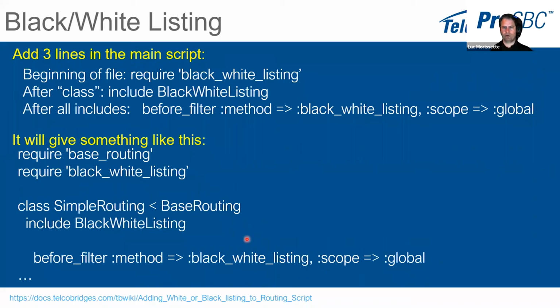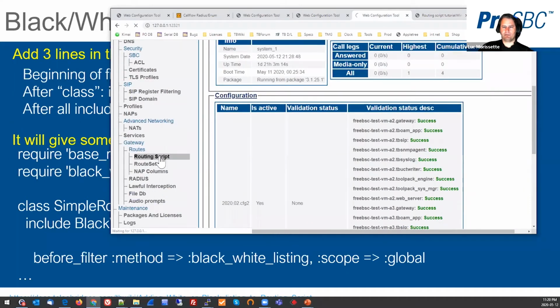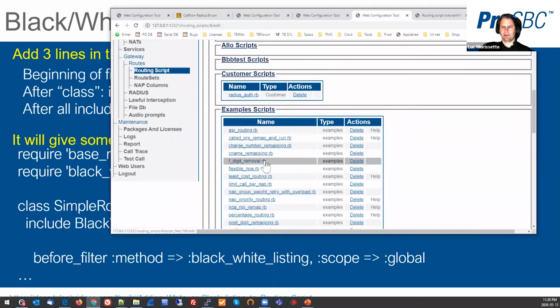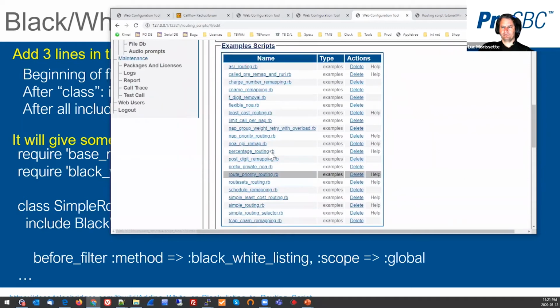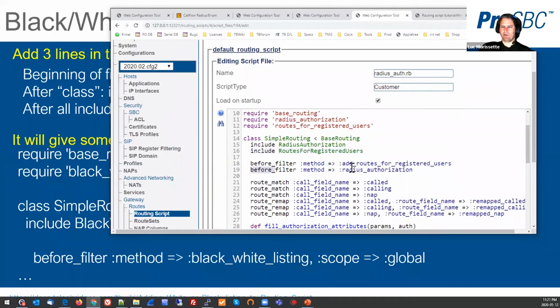Okay. Let me just show you quickly what it looks like in a web interface. So I go here in routing script. You have something like this: require, include, and before filter. So here you see I have other before filters. So if I want to add the black-white listing script to this particular main script, okay, I can go here and add this line that's called before filter method black-white listing. I can add it here.